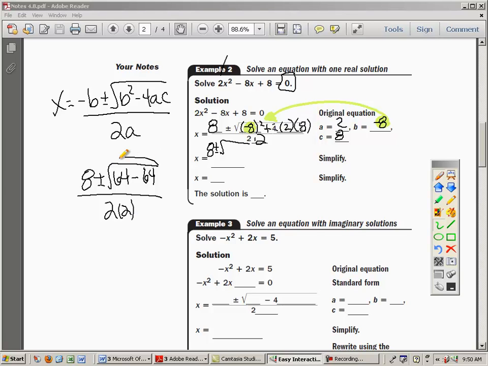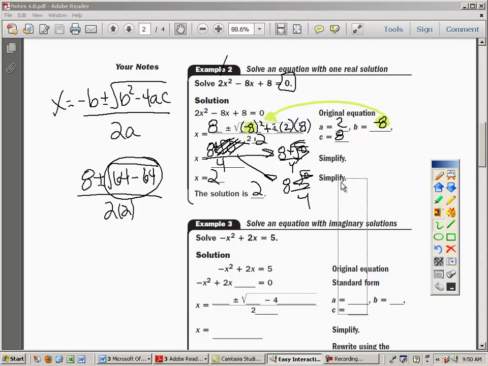So what is 64 minus 64? Well, that's kind of an obvious question. This is 0, and this is all over 4, because 2 times 2 is equal to 4. Whether I add or subtract the square root of 0, it's just 0, so it's going to be the same exact thing. I don't have to do my little arrows here and do 8 plus radical 0 over 4, 8 minus radical 0 over 4, because you get the same thing. 8 divided by 4 is 2, and so this only has one solution at x equals 2.